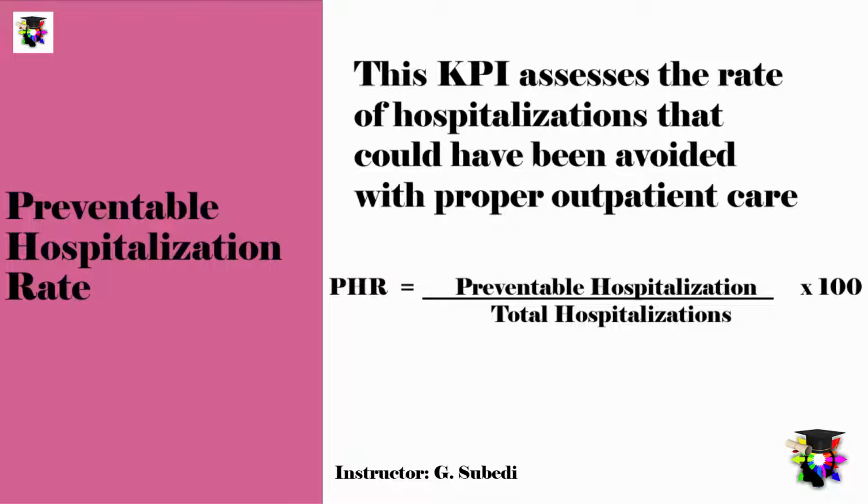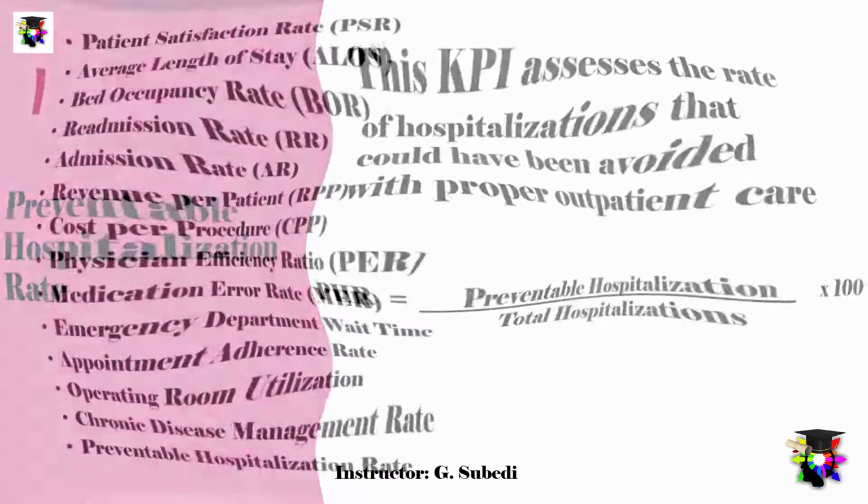To reduce the healthcare costs and improve patient outcomes, providers use the preventable hospitalization rate. High rates may indicate gaps in the outpatient care, preventive services, or chronic disease management. By assessing the root causes, healthcare organizations can decrease the preventable hospitalizations, enhance patient well-being, and optimize resource allocation.